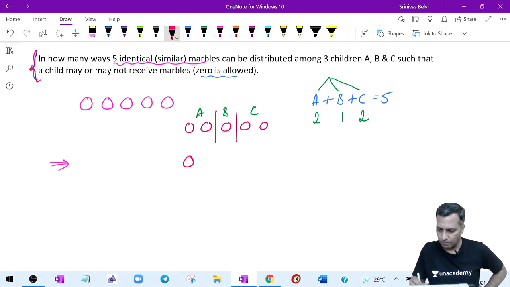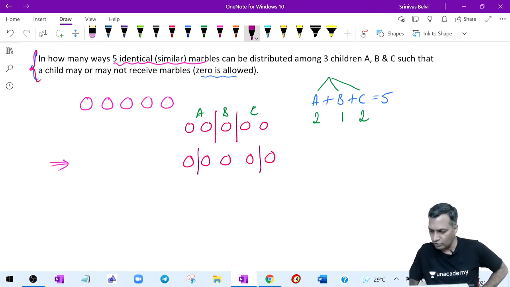Let me take the same marbles. What if I had put the line something like this? Now you are trying to say that A gets one marble, B gets three marbles, and C gets one marble, right? That is what you mean.